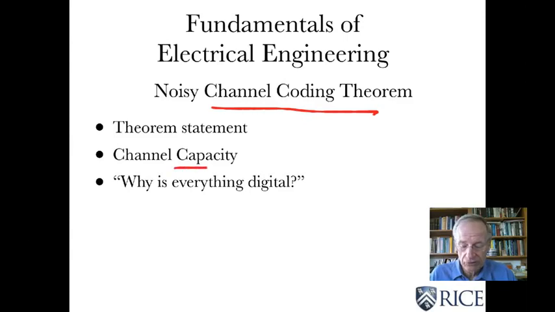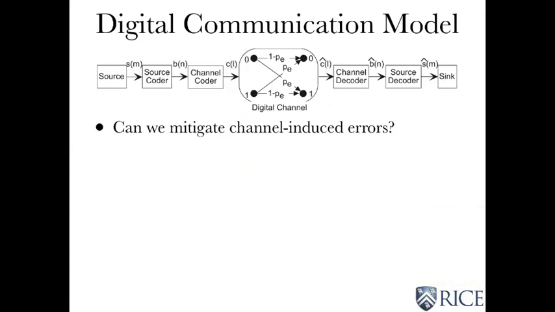This is going to lead us to define the capacity of a channel, which is the magic number that summarizes the error behavior of the channel. And once we understand that result, this will lead us to understand why everything is digital. There's no longer really much left that's analog, and we'll see why that is in just a second. So let's review the digital communication model.